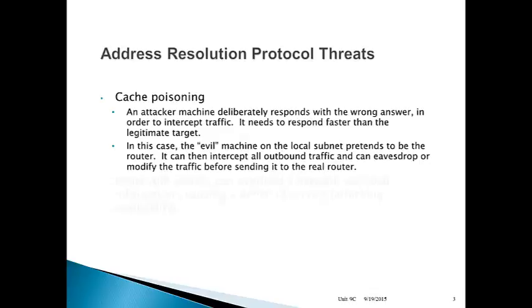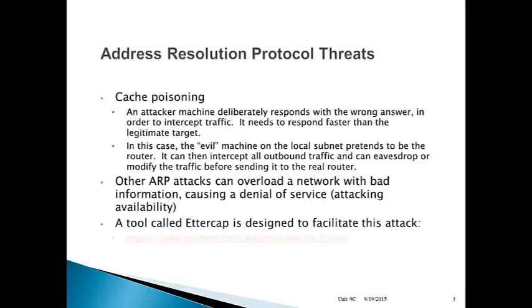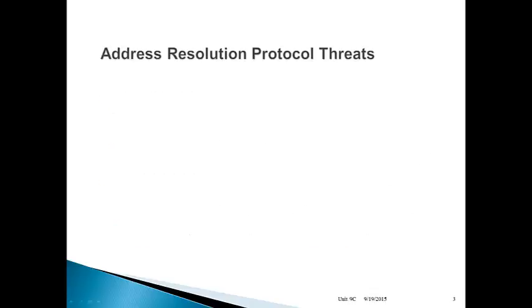It allows it to intercept all outbound traffic and can eavesdrop and modify the traffic before sending it to the real router. Other types of attack on ARP can overload a network with bad information, causing a denial of service, maybe causing routers and switches to behave in unusual ways. If you're interested, a tool called Ettercap is designed to facilitate the cache poisoning attack and to send bogus information that's kept in the cache. And that link, by the way, to YouTube is on the course website as well.